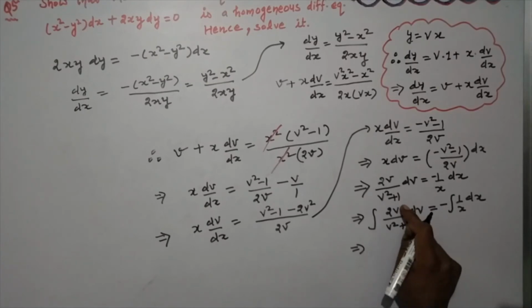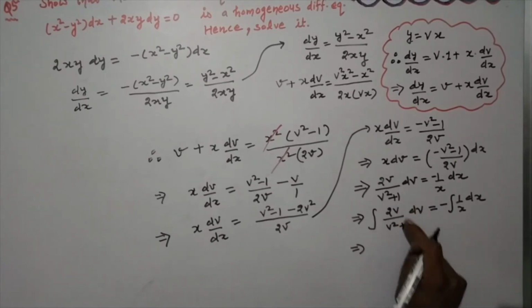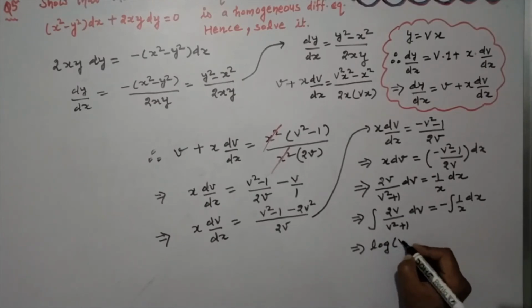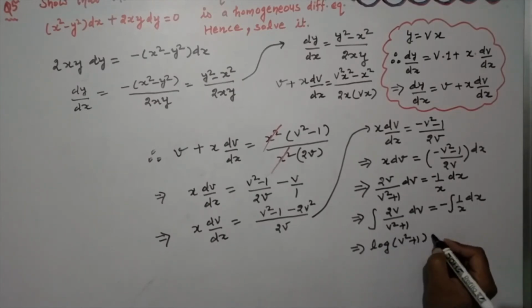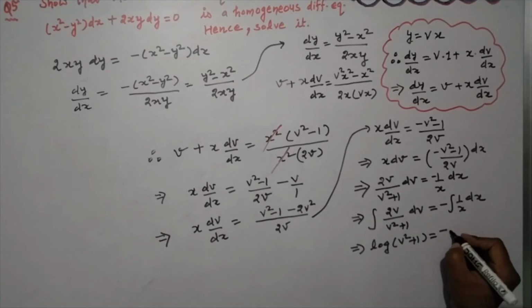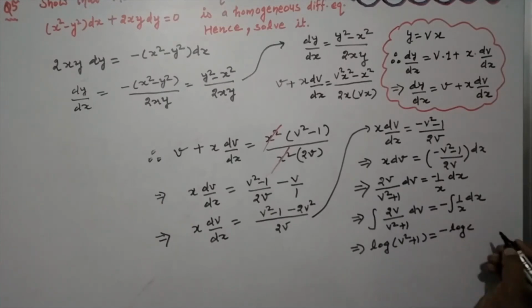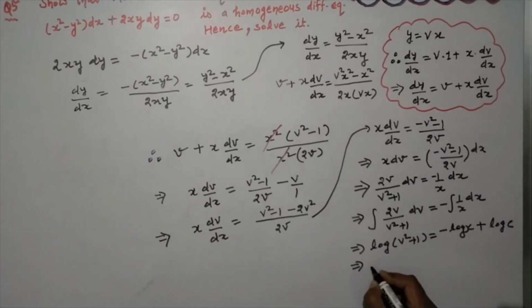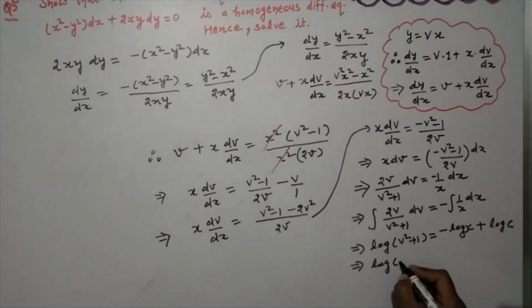Because we have the exact derivative in the numerator, the derivative of v² + 1 is 2v, we write log(v² + 1). Similarly, the right hand side is minus log x, and in place of writing the constant c alone, we can also write this as log c.